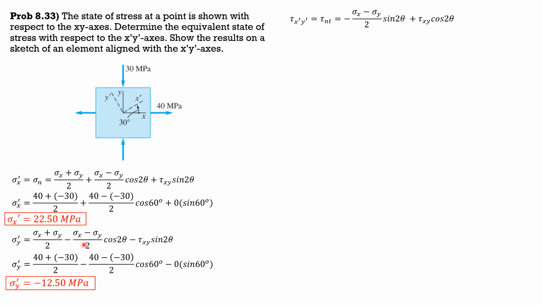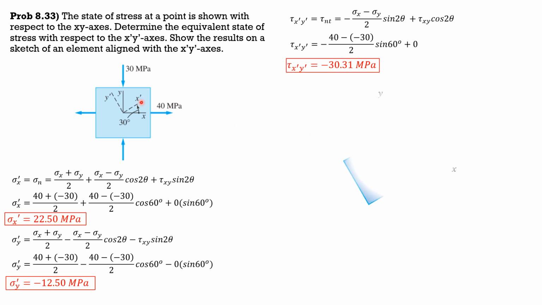So it's just copied here, then the sign here is plus, then interchange these trigonometric functions. Substitute tau x prime y prime equals negative of quantity 40 minus negative 30 over 2 sine of 60 plus 0. So tau x prime y prime is equal to negative 30.31 megapascal. So on the x prime face, it is downward as shown in the figure.